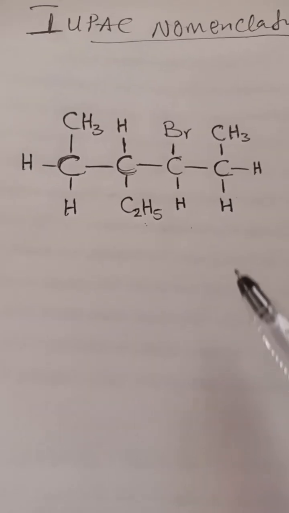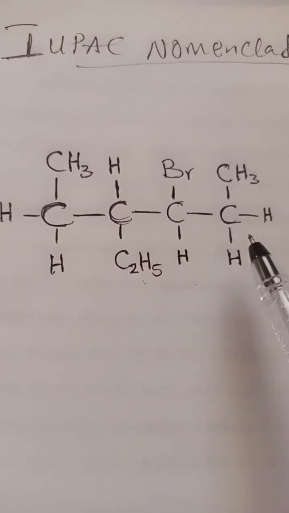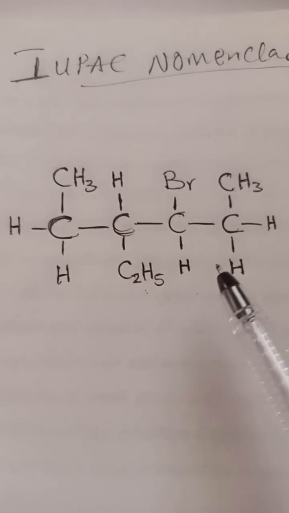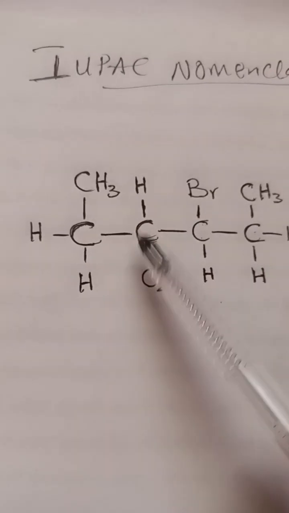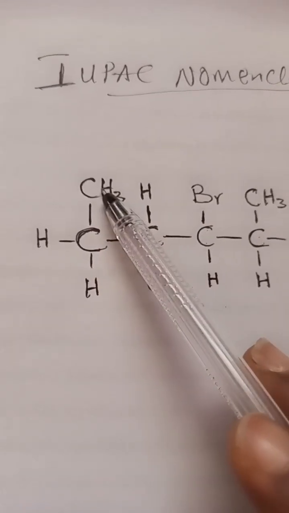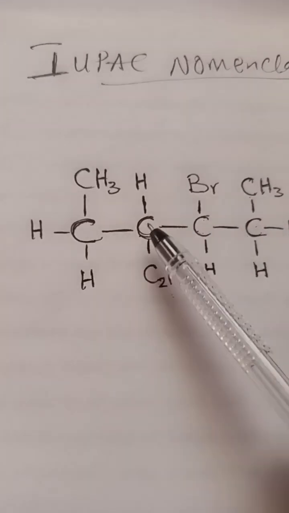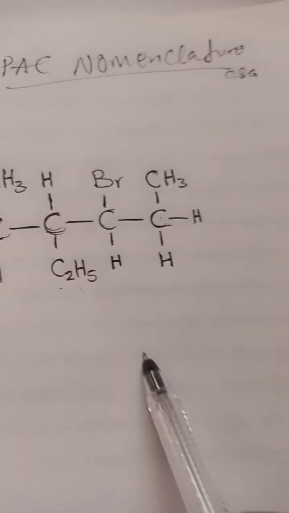So in this video we are going to be naming this structure. First things first, let's name the parent, that is, count the longest carbon chain. Starting from this angle, 1 2 3 4 5 6, right? Counting again, 1 2 3 4 5 6. So the longest carbon chain is what? Hexane.